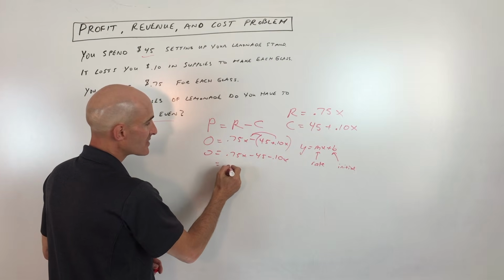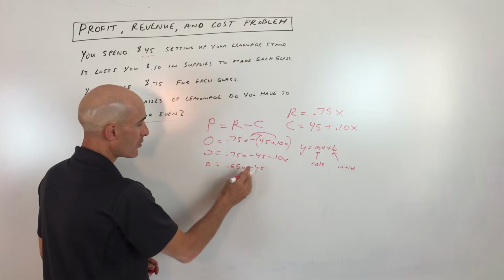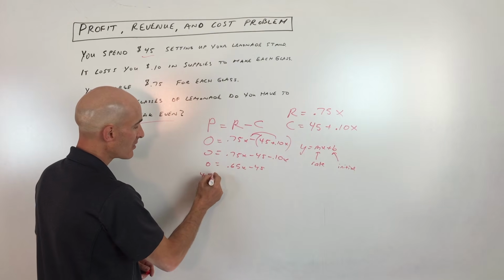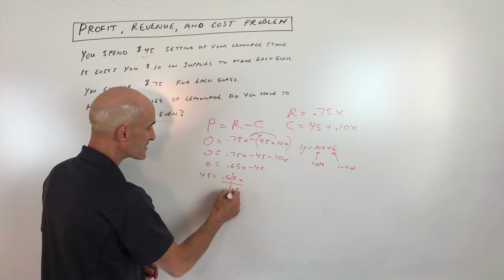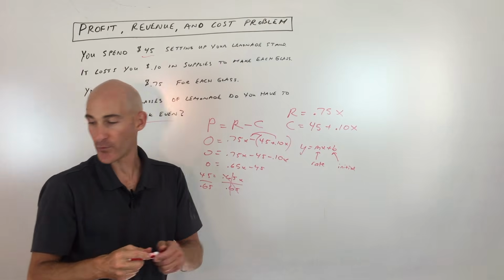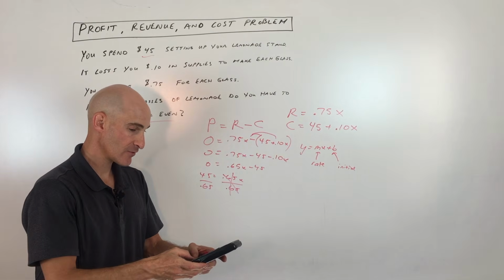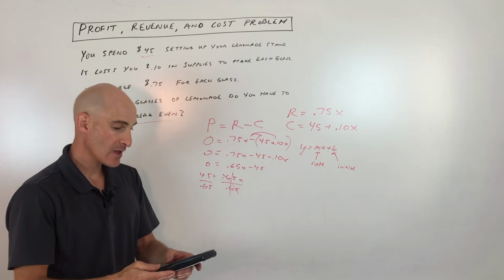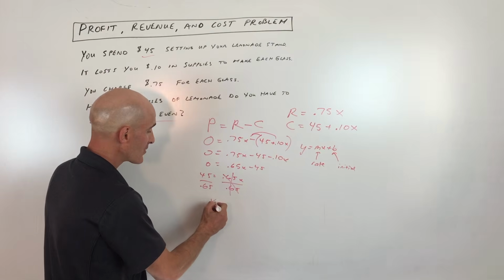So that's going to give us 0.65x minus 45 equals 0. We're going to add the 45 over here, so 45 equals 0.65x, and then we're going to divide both sides by 0.65 to get x by itself. So I'm going to go to the calculator now. 45 divided by 0.65, we get 69.2. Okay, now here's the thing.